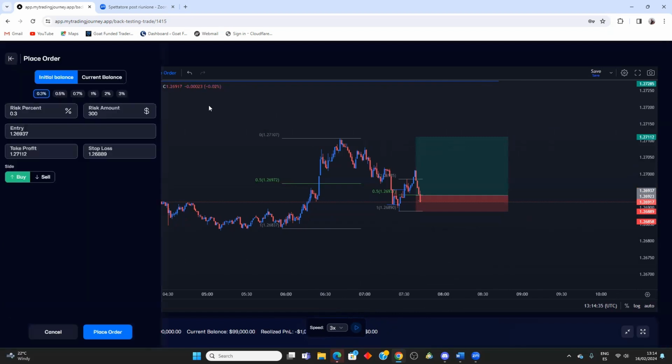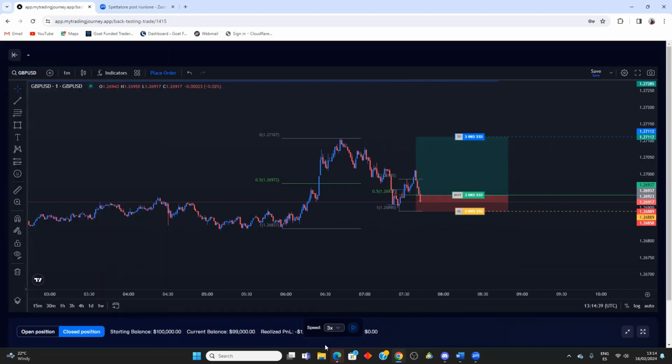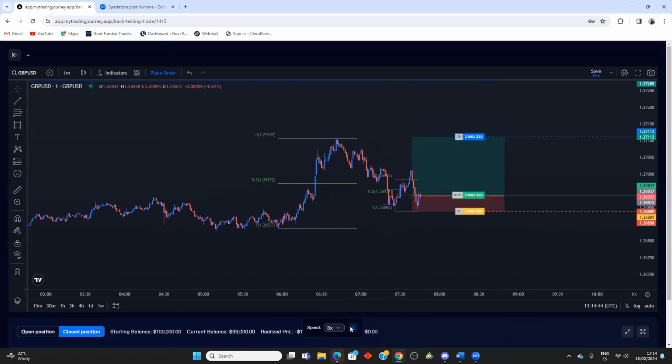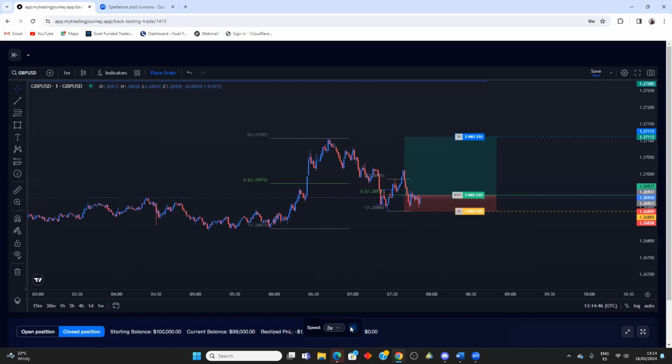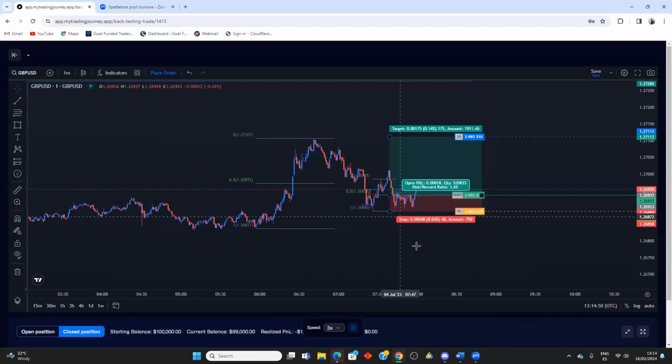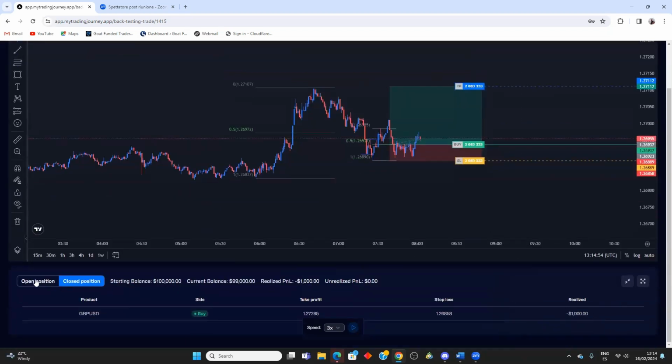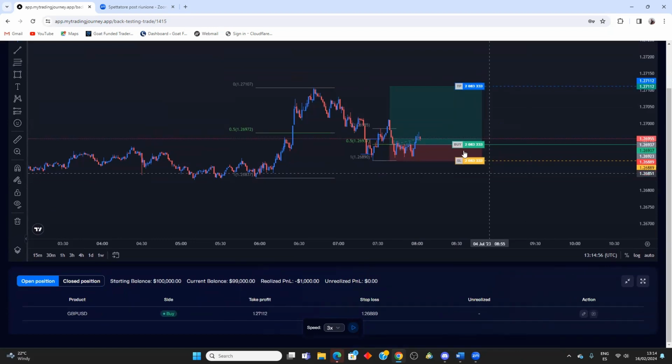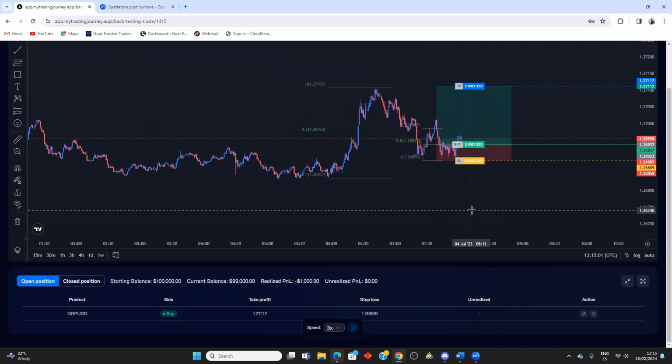Okay, so I'm gonna place the order. I'm gonna risk 1%. I'm gonna place order right here. We're already a little bit in drawdown, as you can see. Let's see what happens. And by the way, if you want to close break even or wherever you are, you just go on open position and you just close here, and it closes with the current profit, whether it is loss, profit, or break even.